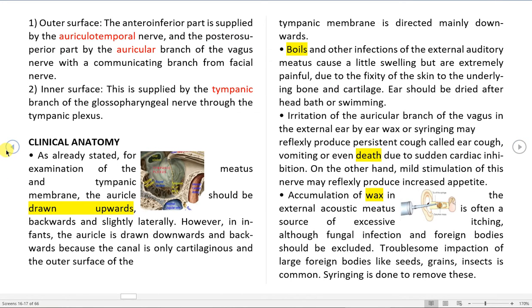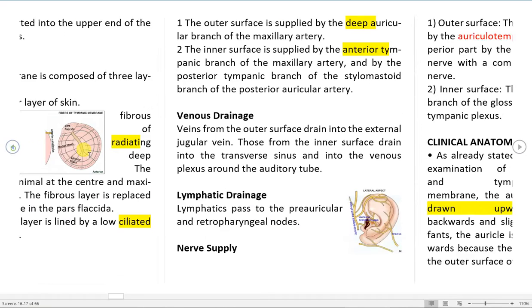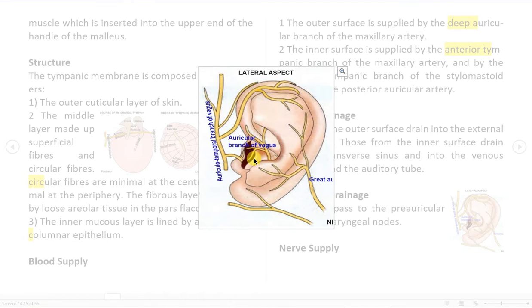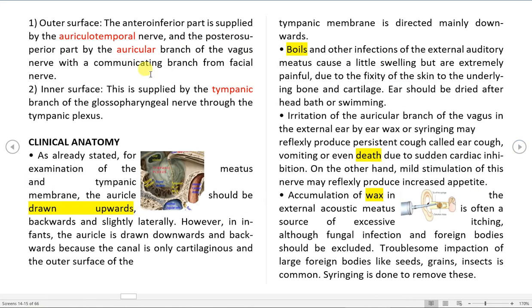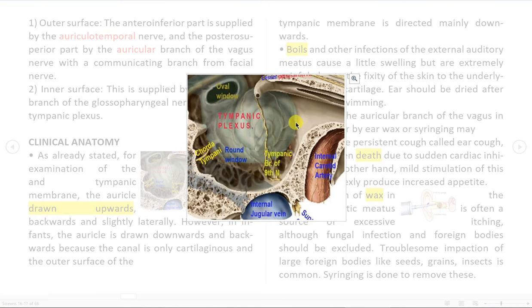Nerve supply of the tympanic membrane: the outer surface is supplied by the auriculotemporal nerve and the auricular branch of the vagus. These two we have seen in the external ear also. Remember this diagram. The same branches supply the external ear and the outer or lateral surface of the tympanic membrane. The inner surface of the tympanic membrane is supplied by the tympanic plexus.